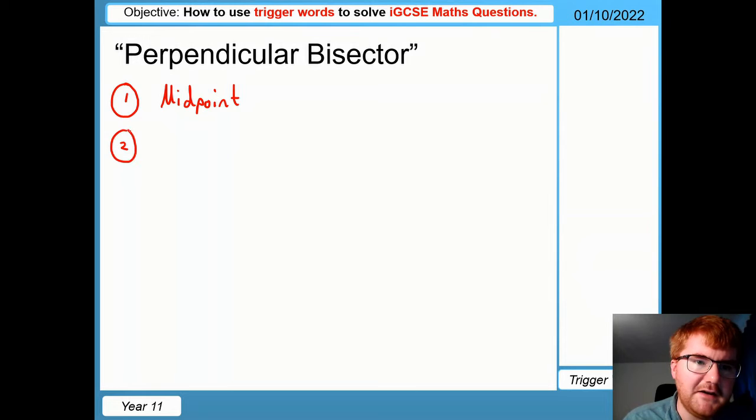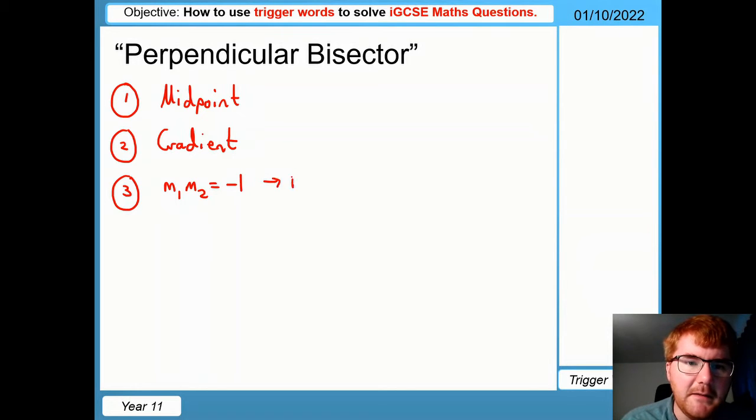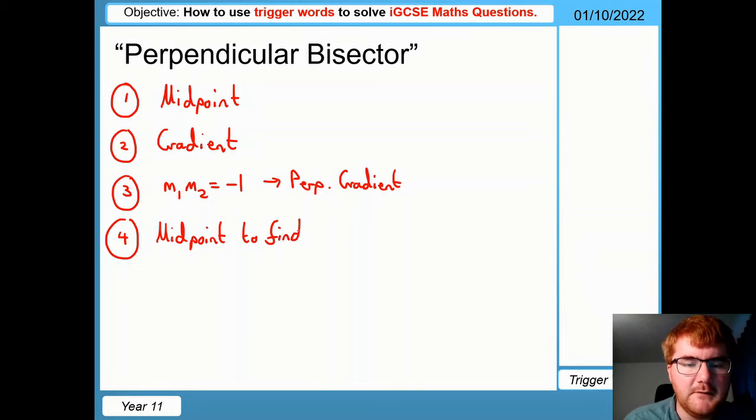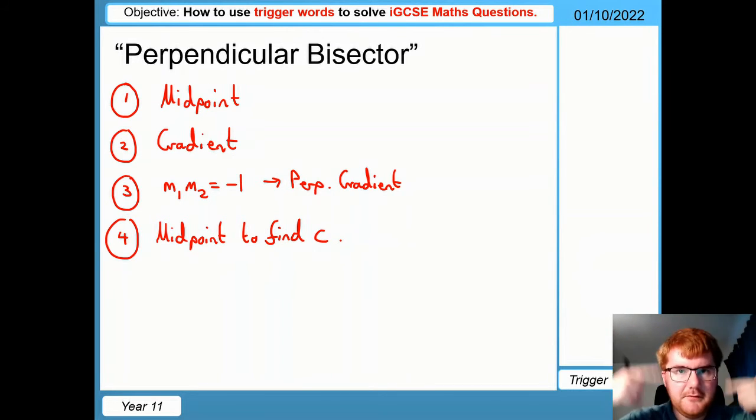Number 2, I'm going to find the gradient from the line segment that I have. So I've got this process in my mind. Number 3, I'm going to use the m1, m2 equals minus 1 formula to find the perpendicular gradient. And then number 4, I'm going to use the midpoint to find the y-intercept, so to find c.